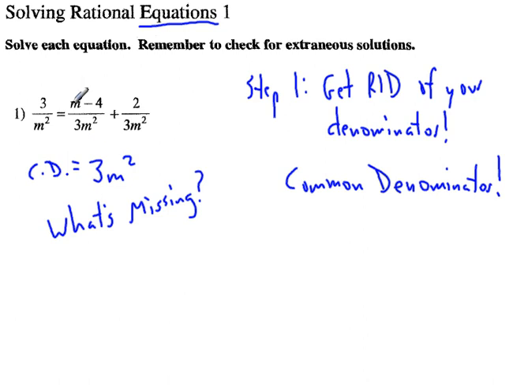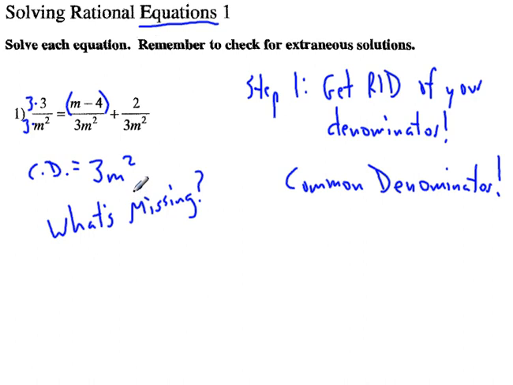So if I have a 3m to the second here with a 2 on top, 3m to the second here with an m minus 4, I'm going to put that in parentheses just because it's a habit I've created. And I only have an m squared here. What's missing? Well, I'm missing the 3. So I need to put it there. I'm going to multiply the top and bottom by 3. All right, so I handled that.